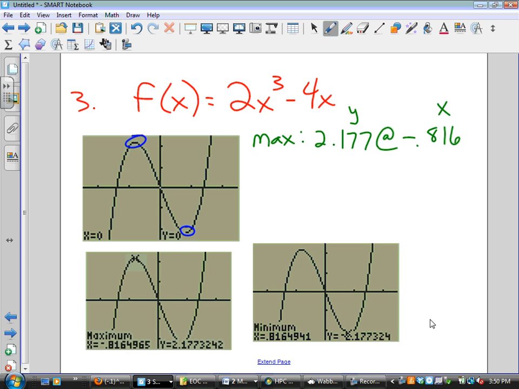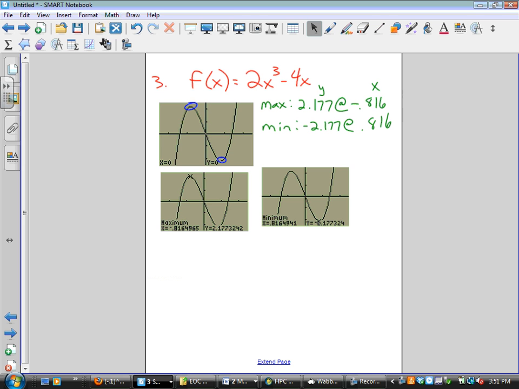And we see that the minimum happens when x is 0.816 and the actual minimum is negative 2.177. So we can go ahead and write that the min is negative 2.177, and that happens when x is 0.816. Okay, so now that we know the min and the maximum, now let's figure out where this function is increasing and where this function is decreasing. Okay, so we're going to create intervals here.